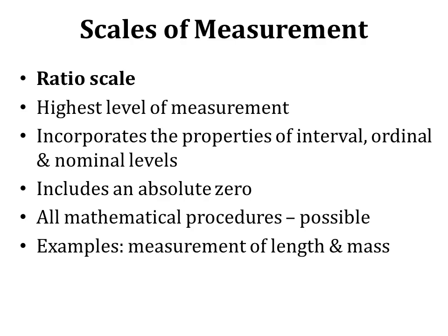It is the highest level of measurement, and it incorporates the properties of the interval, ordinal, and nominal levels. In addition to that, it has an absolute 0 point, due to which all mathematical procedures are possible. For example, measurement of length and mass. These are examples of the ratio scale. So these were the scales of measurement.